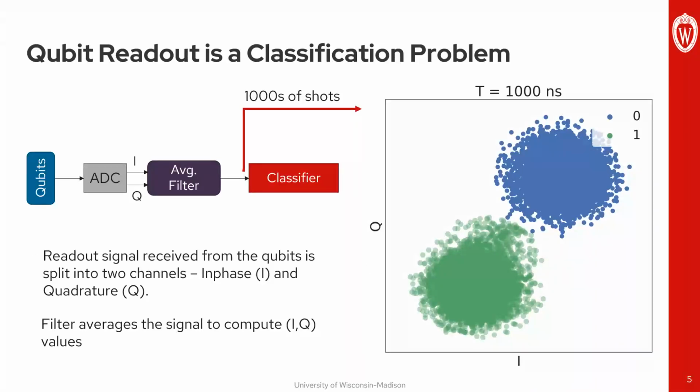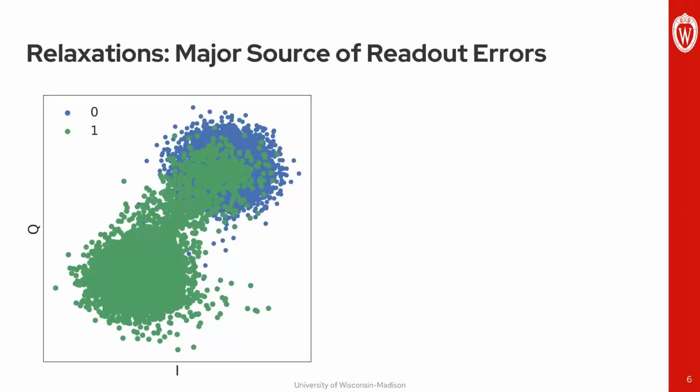Readout is a classification problem. The readout signal that is received from the qubits is split into I and Q channels, which are then digitized and filtered. The classifier then decides whether the filtered value is 0 or 1. Typically, a scatter plot would look something like the image on the right, where you can see a clear distinction between 0 and 1. However, this is a very ideal picture, and in reality, it would look something like this, where a lot of the measurements corresponding to state 1 end up in the region occupied by state 0.